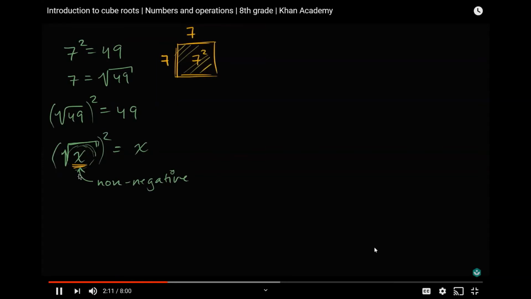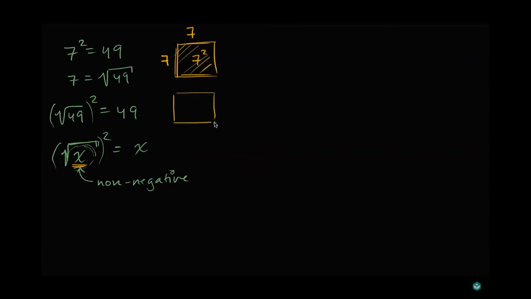Now, if I have a square, and that doesn't look like a perfect square, but you get the idea, all the sides are the same length. If I have a square with area x, what are the lengths of the sides going to be? Well, it's going to be square root of x. All of the sides are going to be square root of x. So it's going to be square root of x by square root of x, and this side's going to be square root of x as well, and that's going to be square root of x as well.